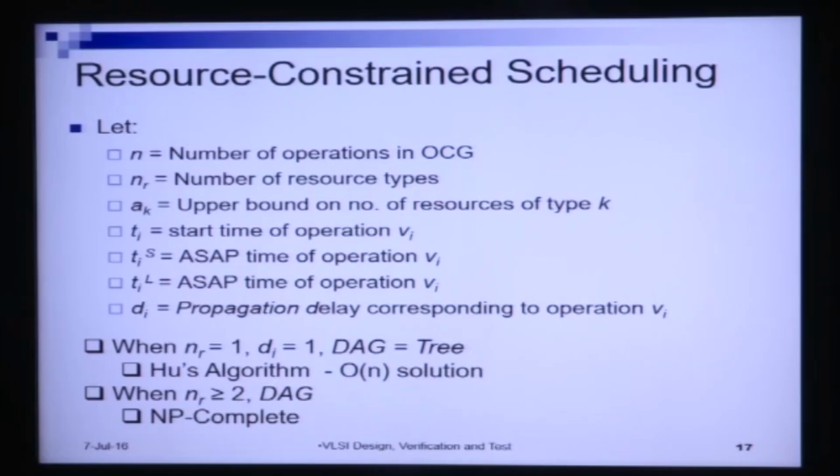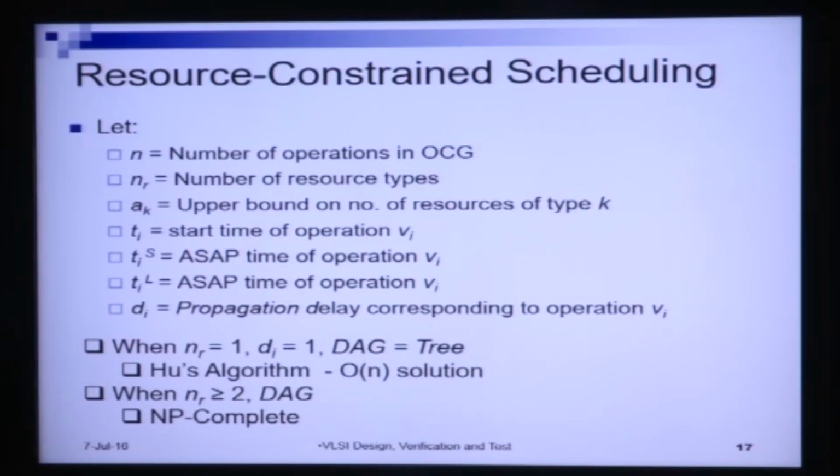And Di denotes the propagation delay corresponding to operation Vi. The propagation delay means how much time it takes to perform, let us say, an addition on the adder resource that we have, that is the propagation delay Di. Now, given these notations, we will look at how difficult this problem of scheduling is.